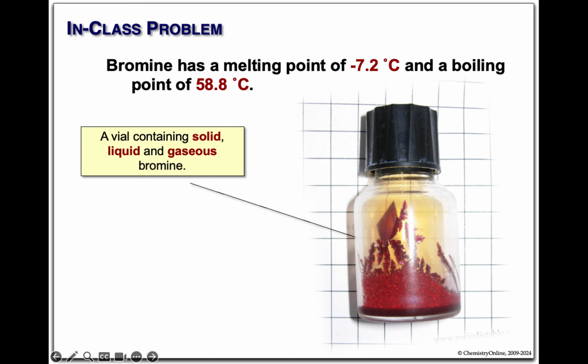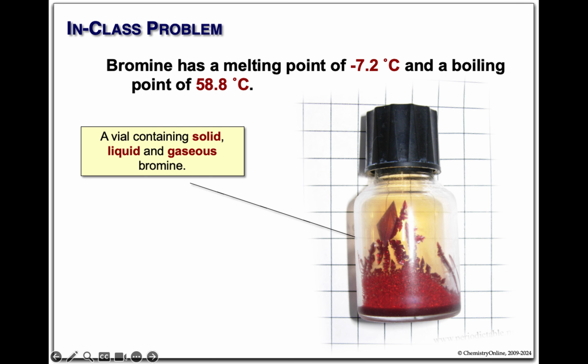This is a little vial that has been sitting out. This is solid. A little bit of it is melted. That's the liquid. And you can see the reddish brown fumes from the gas phase. So all three phases here. We have a melting point of -7 and a boiling point of about 59.